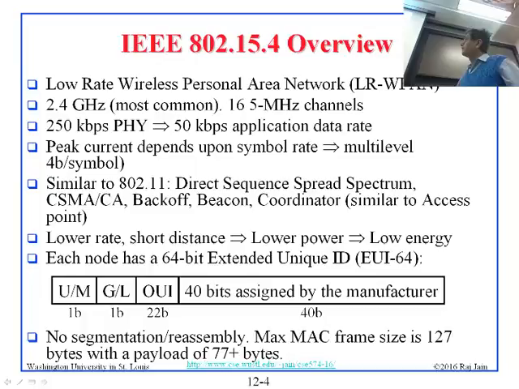Things which are similar to 802.11 are direct sequence spread spectrum, CSMA/CA, backoff, beacon and coordinator. This also uses direct sequence spread spectrum, which means that you take one symbol and make it into many chips, and then you send those chips using a code. That is the first part. CSMA/CA I was just describing in the other lecture: you sense the channel, and if there is nobody, then you pick a random number and then you start. Backoff is sent.